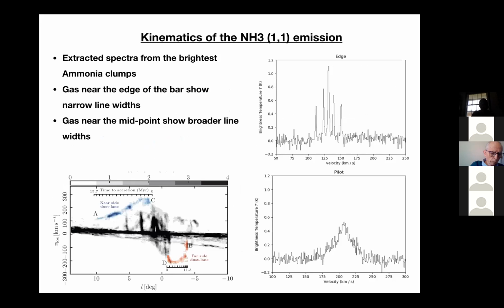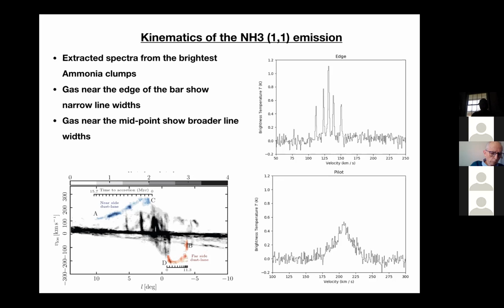All right, so some of the kinematics of the 1,1 emission. What we did was we targeted several of the brightest clumps in the 2 detections, so in the edge of the bar and the midpoint of the bar. And what we found is that gas that is located at the edge of the bar showed much narrower line widths than gas that was towards the midpoint of the bar. So this is what is shown on the right side here.